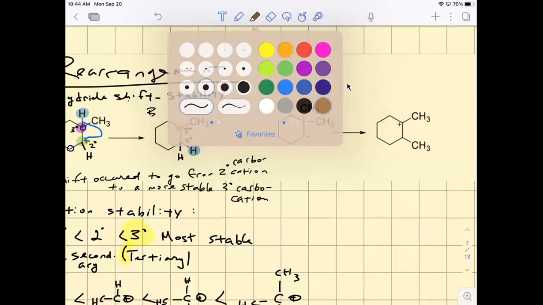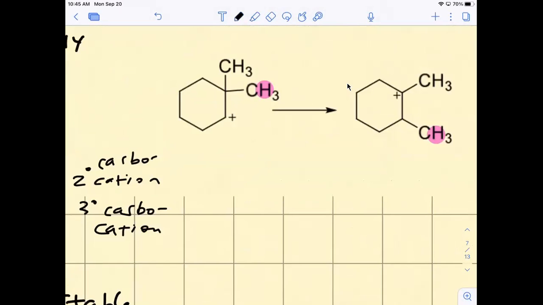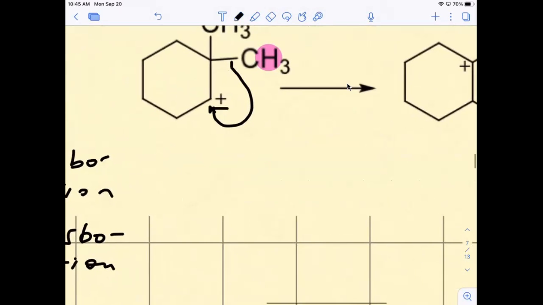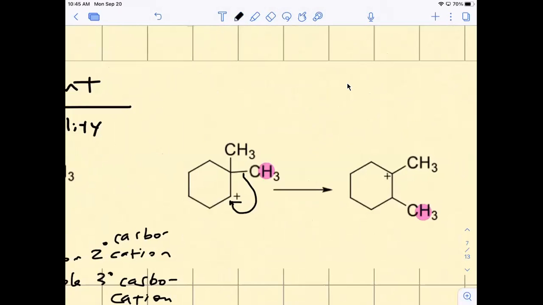One of the CH3 shifted and then the plus moved up. So the methyl group shifted in this case, and then the plus charge is now on a different carbon. It happened for the same reason, but here, instead of a hydride moving, it was actually an entire CH3 group. You following? So this is also a rearrangement, but it's what we call a methyl shift.